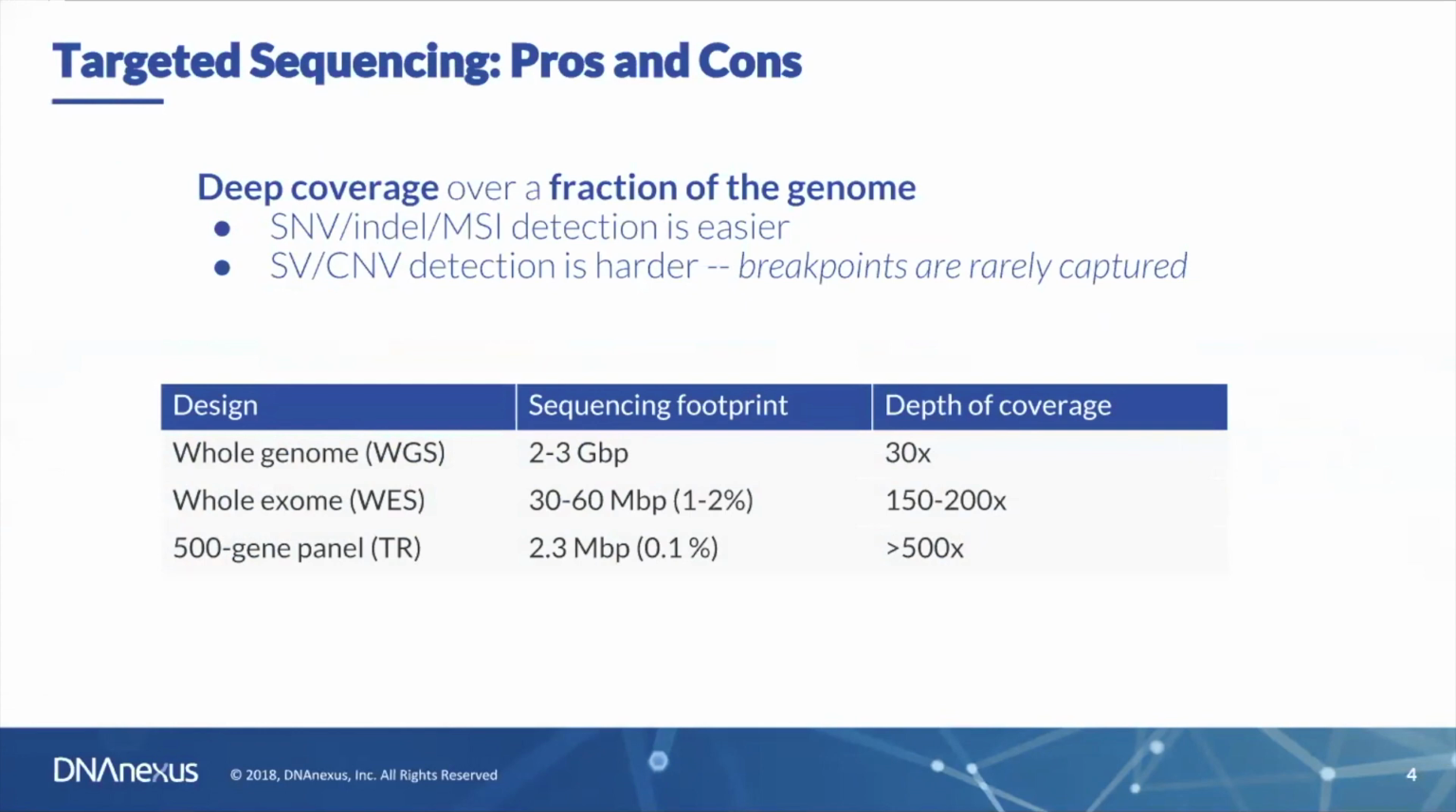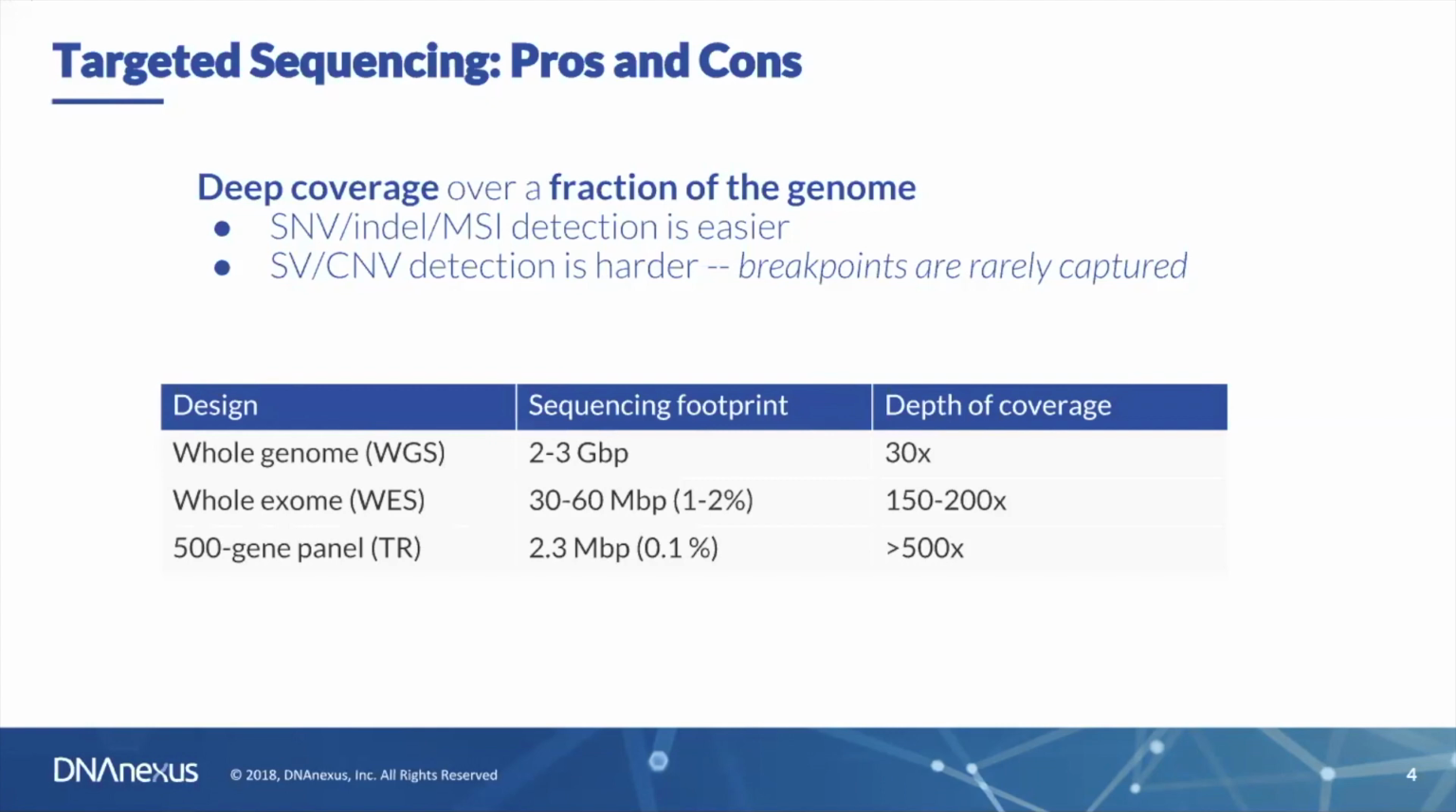Targeted sequencing brings along a couple of pros and cons. Specifically, we get deep coverage over a fraction of the genome. That makes SNV, indel detection easier and helps us detect tertiary characteristics like microsatellite instability. However, structural variant and copy number variant detection is a lot harder, mainly because the breakpoints surrounding these alterations are rarely captured in the target panel.